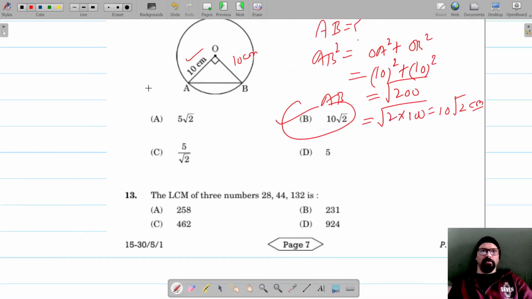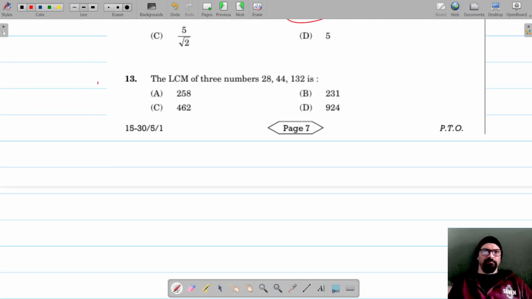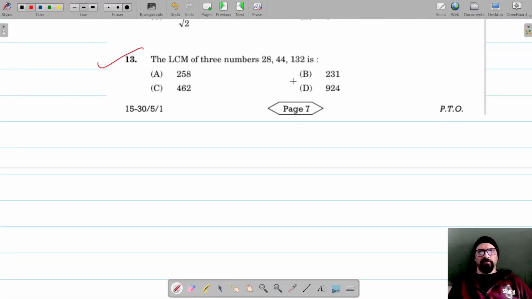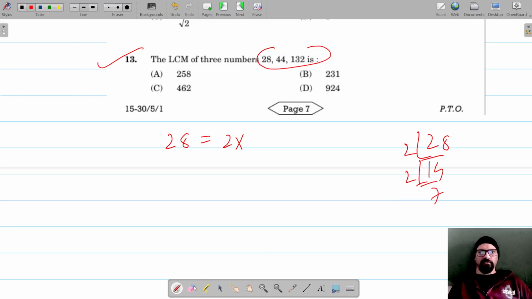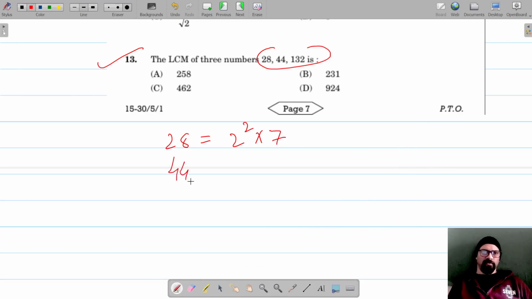Okay, for question number 13, we have to find the LCM of three numbers 28, 44, and 132. So let's factorize this. If I factorize 28, this is 14, 2, and 7. So this is 2 square into 7 is the factorization. The next one is 44. If I go ahead and factorize 44, this is 2 square into 11.